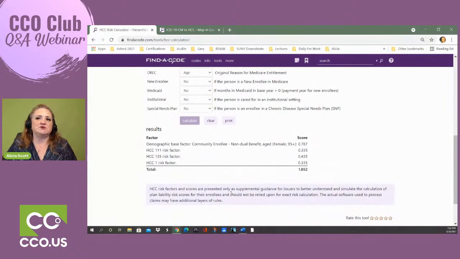Oh my gosh, they went up to a 1.892 because it's an HCC of 1 that carries a 0.335, which is not as high, doesn't pay out as much as acute renal failure, because acute renal failure could go downhill really, really fast. That's my thinking. Very good. So again, that gives you an idea of how they do the categories.